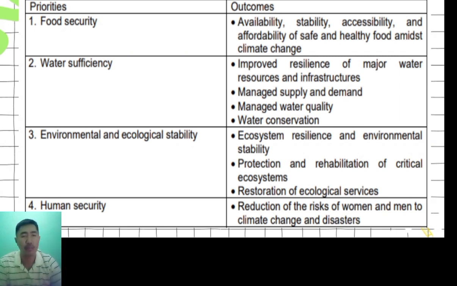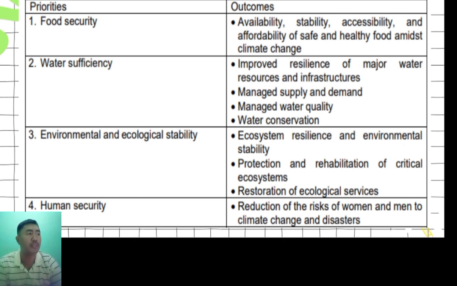It is one of the priorities, food security, because in the middle of the crisis of climate change, in the middle of a flood, earthquake, or any natural disaster, at least your food is secure. You have food to survive in the middle of the crisis. Next is water sufficiency.